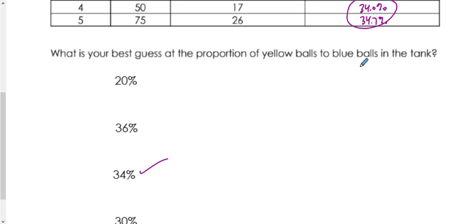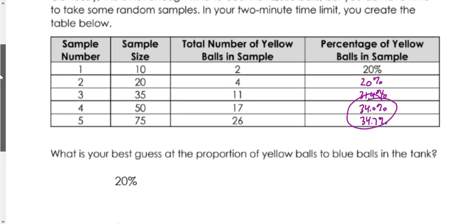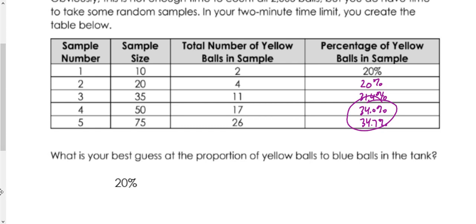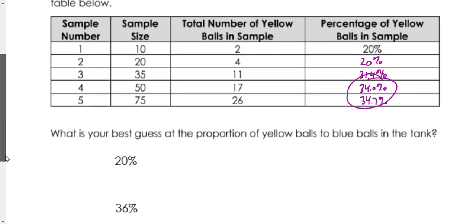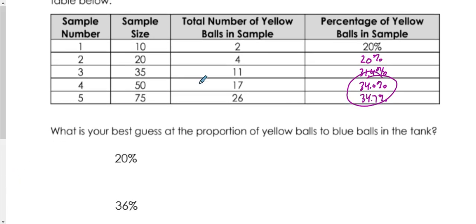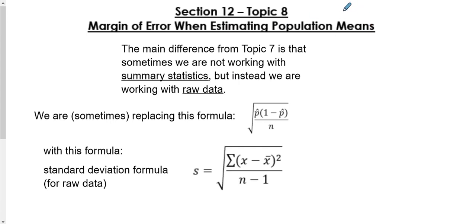What is your best guess of the proportion of yellow balls to blue balls in the tank? About 34%. All right. So that's the end of that check your understanding for topic 7. So now we're moving on to topic 8.